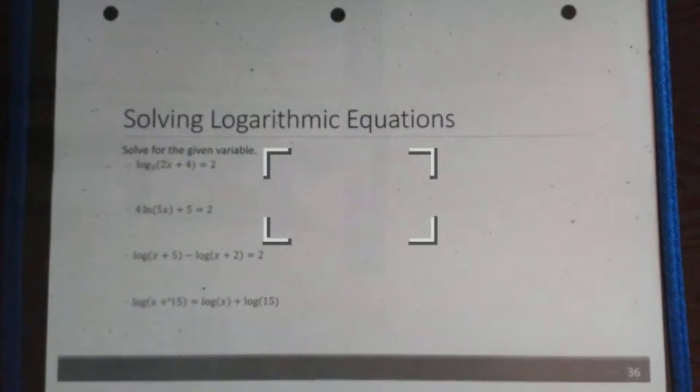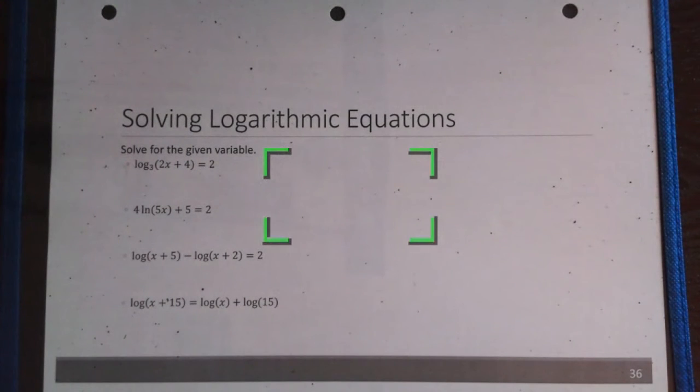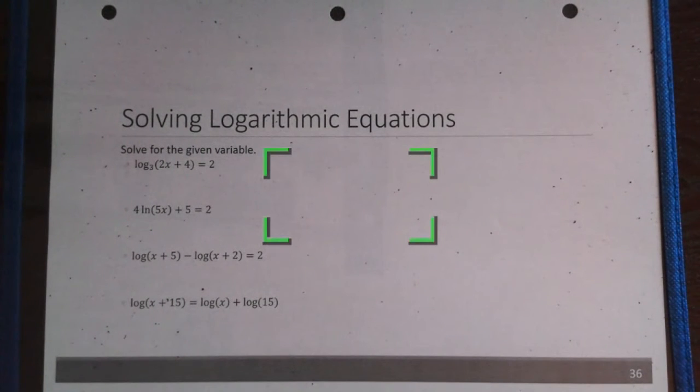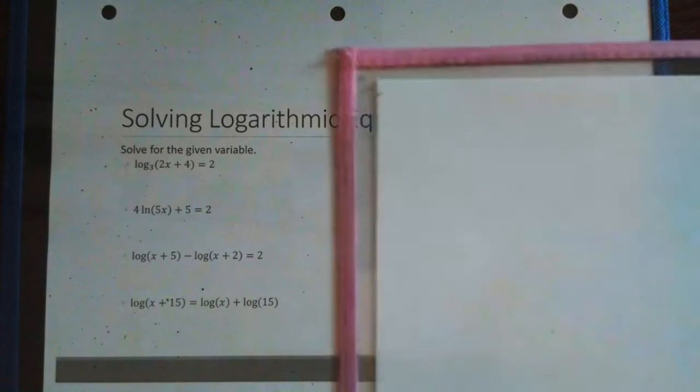Next up, we're going to solve some logarithmic equations. So we were working with exponential equations and logarithms showed up. I wonder if any exponents will show up when we're solving logarithmic equations.